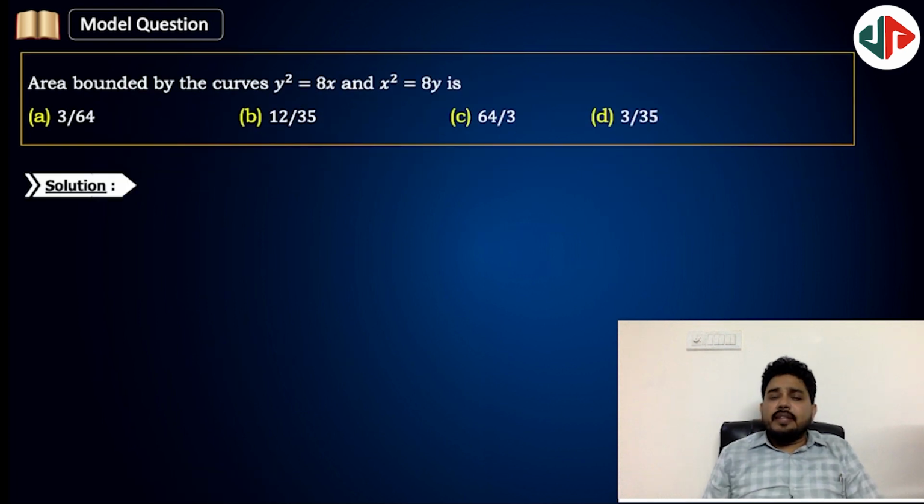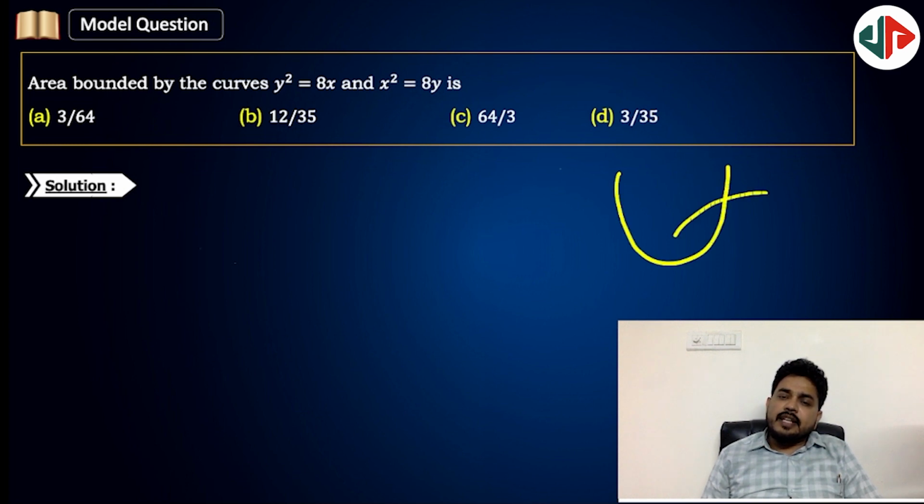Area bounded by this one. So you people need to remember one thing. Y square is equal to 4ax and x square is equal to 4ay. So this point is 8 comma 8. This point is 0 comma 0.